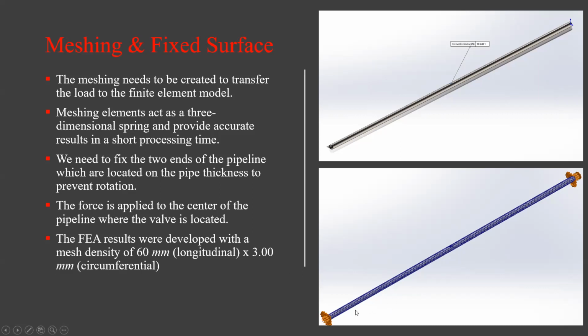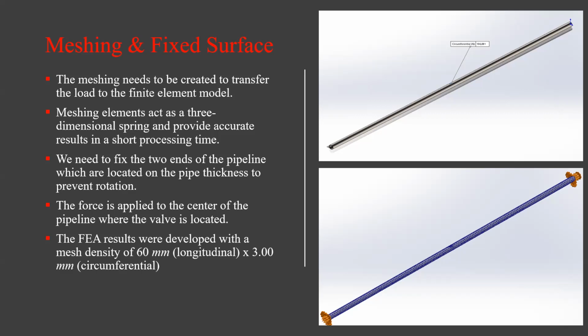And these two yellow, or golden, colors are the fixed points. I apply the fixed to the wall thickness of the pipe. The reason I use the fixed point is to prevent any rotation of the pipe, because if I do not apply the fixed point and apply the normal force and then run the simulation, the pipe rotates and the software doesn't give me any result. That's the reason I apply the fixed point, to prevent any rotation and give me the result after running the simulation.